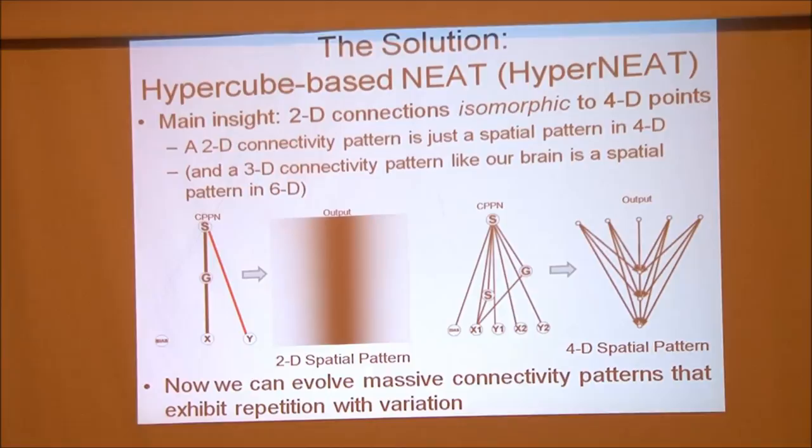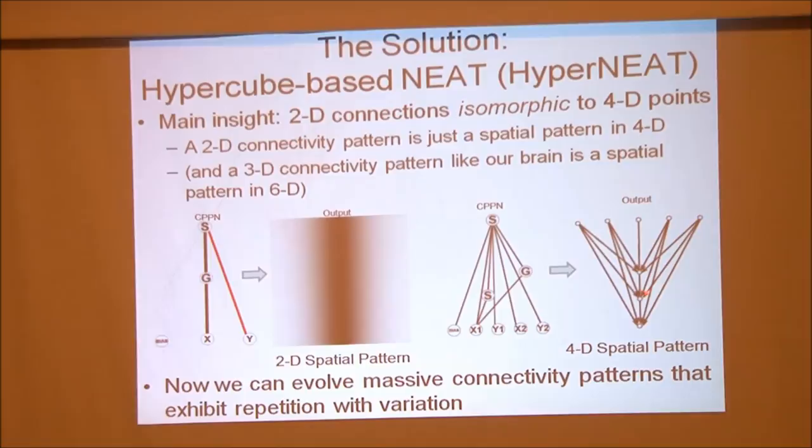Basically what's going on is that if you have a CPPN like this, and it takes in four inputs instead of just the two that were there originally, you're just painting a spatial pattern inside of a hypercube. That's all you're doing. And those spatial patterns have the same irregularities, symmetries, and variations on themes that you saw in the two-dimensional case. It's just that it'll be in four dimensions. But the great thing is that the connectivity pattern, if you draw it, will be isomorphic to the pattern in that hypercube. In other words, you get the same symmetries and regularities in the connectivity pattern.